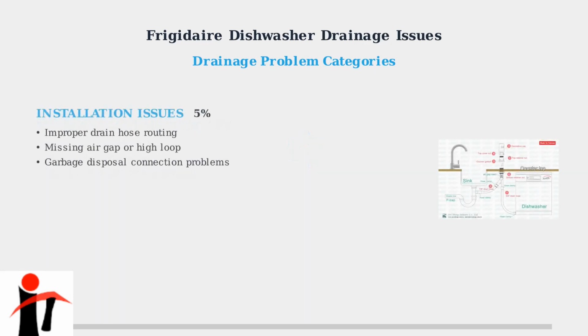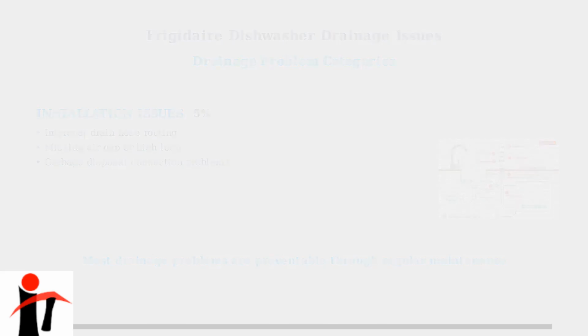Installation and plumbing issues make up the remaining 5% of problems. These include improper drain hose routing, missing air gaps, and incorrect garbage disposal connections. Understanding these common drainage issues and their frequency helps you prioritize your troubleshooting approach. Start with the most likely causes, clogs and filter problems, before moving to more complex mechanical or installation issues.